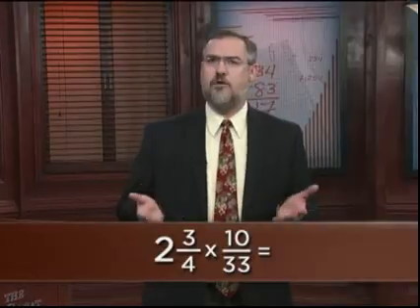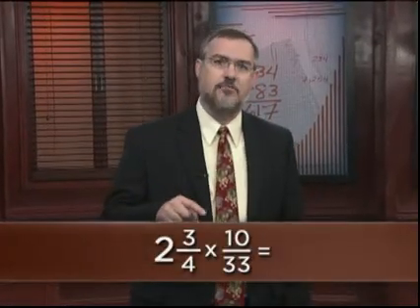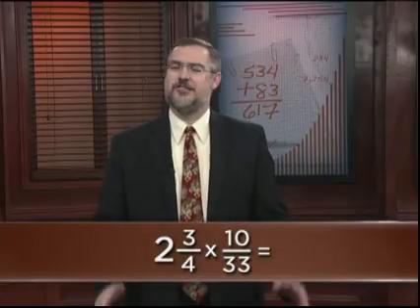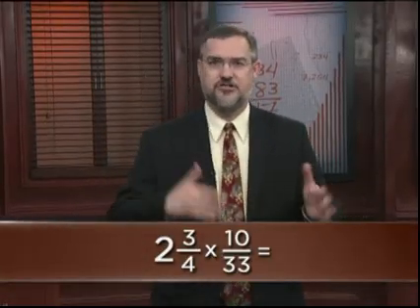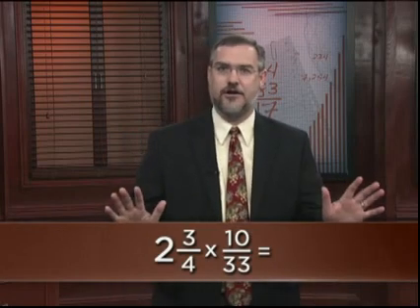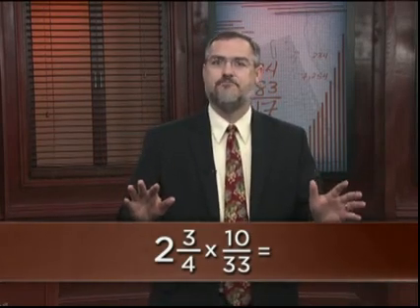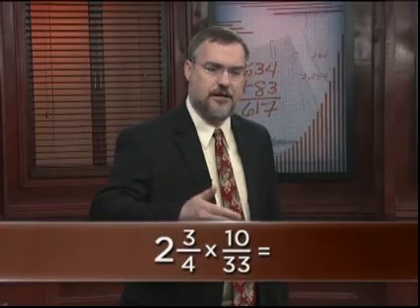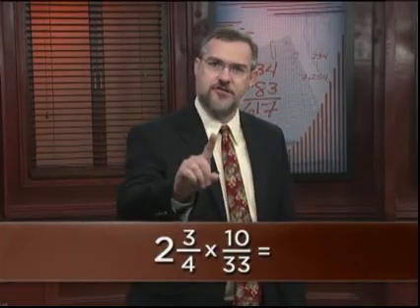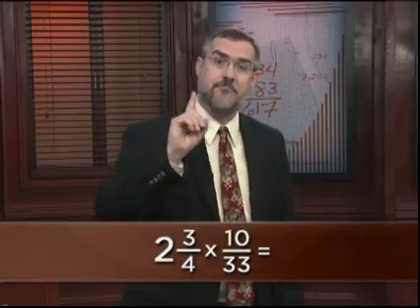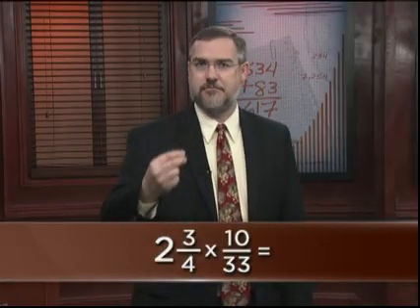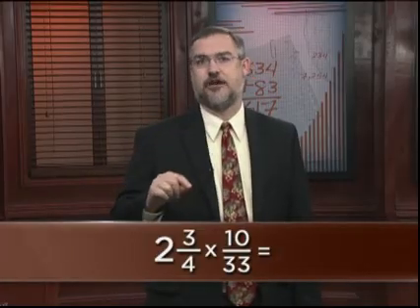So let's look at this one. Let's calculate 2 3/4 times 10 over 33. Now, some of you might be saying, oh my word, I've already seen enough of these different kinds of problems in this lesson. What am I going to do here with a mixed number? It turns out it's actually pretty straightforward to do as long as you do the problem in the right steps. The first step here, whenever you have a mixed number and you want to multiply with it, is to change that mixed number to an improper fraction.